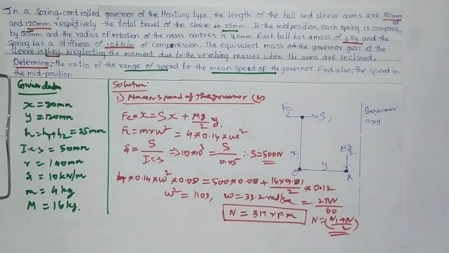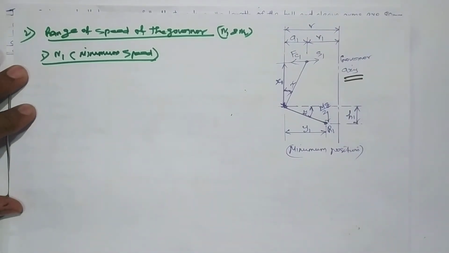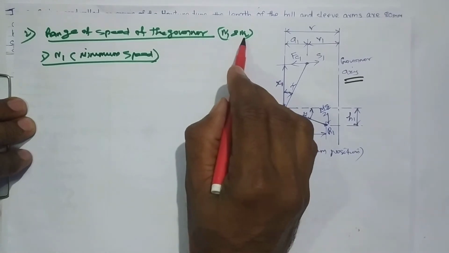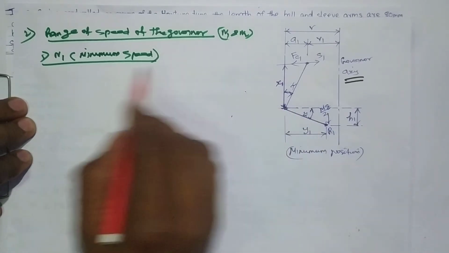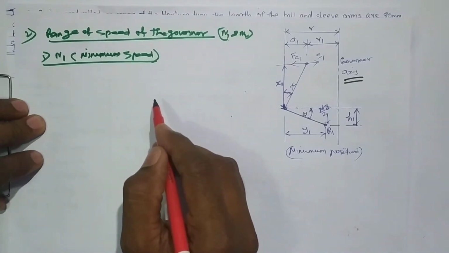Next you find out the range of speed of the governor, right? You should find out the range of speed of the governor. So the second one, the range of speed of the governor, that is n1 and n2, you should find out. So first you should find out n1 for the minimum speed.